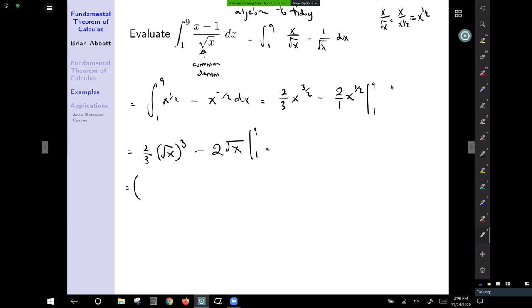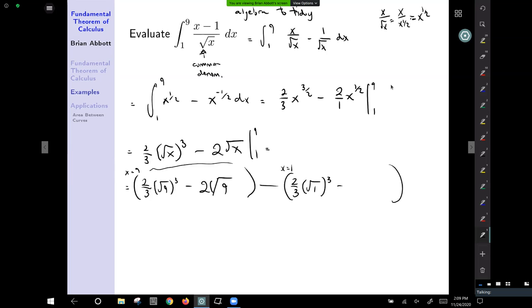Whenever I have lots of things that I'm going to evaluate, so for x equals 9 here, I like to put them all in a big parenthesis, and then I'll have another parenthesis for the bottom one, x equals 1. So 2/3 times the square root of 9 to the 3rd power minus 2 times the square root of 9. Now for 1, 2/3 times the square root of 1 to the 3rd power minus 2 times the square root of 1. All right, in here, before I rewrite this, that's just 3. And that's just 3 as well. I'm not canceling anything out. I'm rewriting it just to save a little bit of writing.